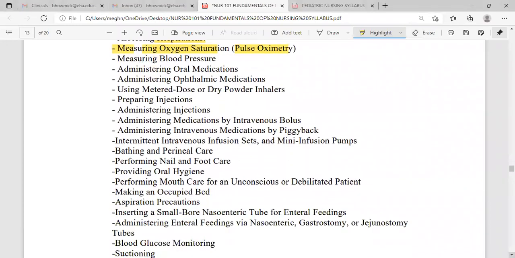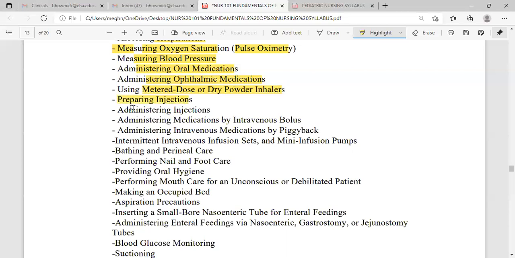So next here, measure the blood pressure manually or using the machine. Administer the oral medication, administer ophthalmic medication using the metered dose or dry powder inhaler. So when students come to simulation lab or when students go to the clinic, we will show it. So every clinical instructor will show you and students actively participate.